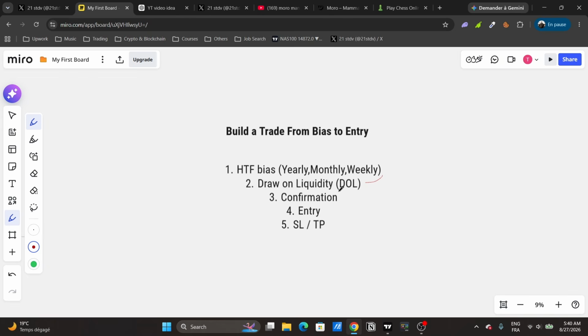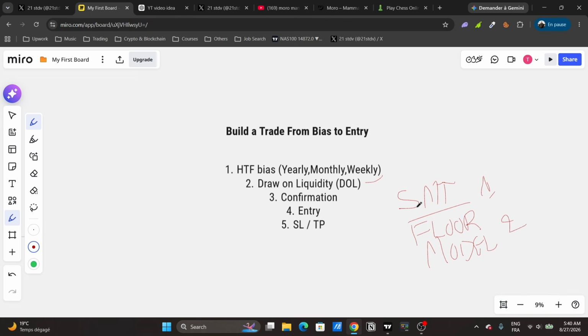We mark it as DOL. And the third step is finding our confirmation. The confirmation in this case is usually either an SMT or a stop hunt on a higher time frame that I like to call the floor model, that I'm going to explain to you in the next days. You can check it on my TikTok account and you'll see some setups that I take with this model.